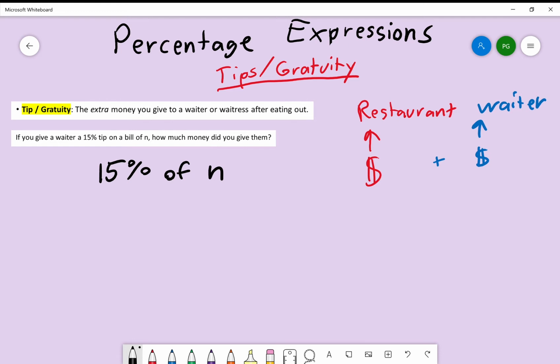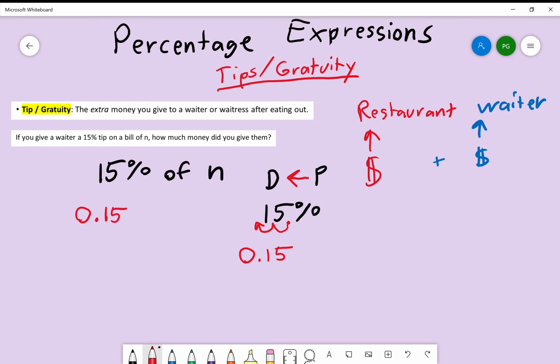So, first of all, I need to convert my 15% to a decimal. So 15%, to move from percent to decimal, remember, alphabetical order, P comes after D. To move from percent to decimal, you are moving to the left. You take your decimal point and you move it 2 spaces to the left. That's 0.15. So 15% as a decimal would be 0.15. And then of N just means times N. That's it. You're done. 15% of N is 0.15 times N, or 0.15N. That's all you have to write.